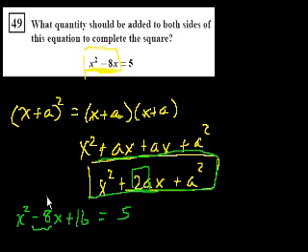And this is an equation. So one thing you do to one side of an equation, you have to do to the other side of the equation. So you have to add 16 to both sides. Otherwise, you're changing the equation.